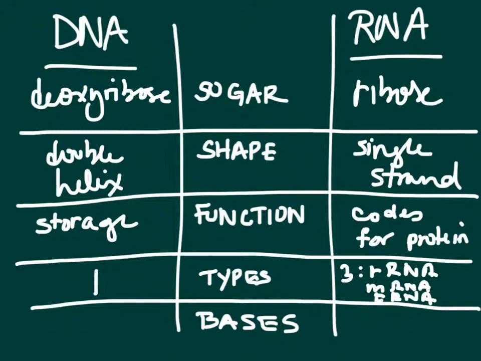And what bases can we find in DNA? Is it AU or AB? Oh, it's AU. What does U stand for? Uracil. Is it spelled as it sounded? U-R-A-C-I-L.